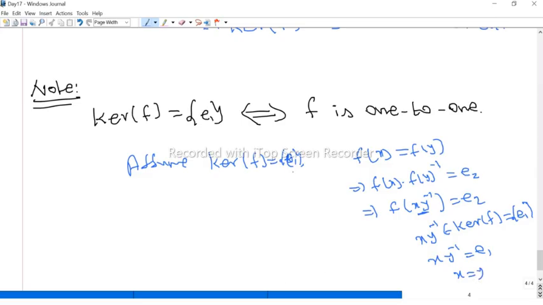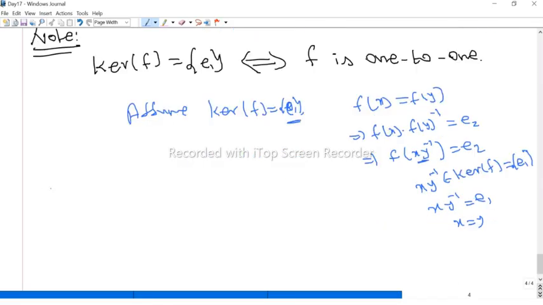Therefore, if you assume the kernel contains only the identity element, the function is 1-1. Conversely, assume f is 1-1, and we prove that the kernel contains only the identity element. Suppose we take an arbitrary element x in the kernel; we have to prove that x is the identity element. By the definition of kernel, this x maps to the identity element in the codomain, that is E2. And we already know that the identity element E1 of the domain also maps to E2.